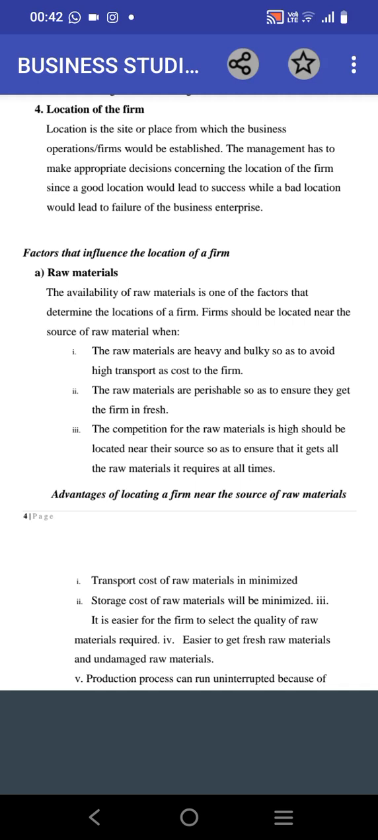Also, if the raw materials are perishable, the farm should be located near the raw material so as to ensure they get to the farm fresh. In case the raw material is perishable, it should get quicker to the farm when its state is fresh. When it is far, the goods will perish.